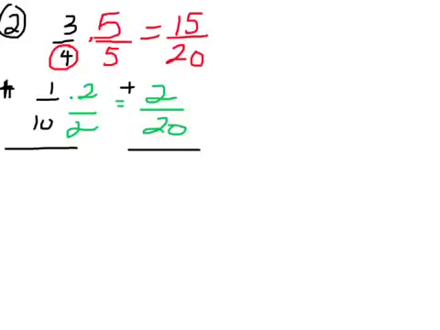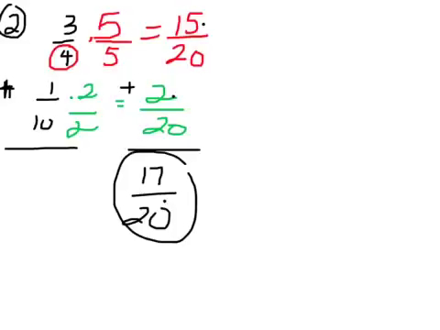If I add these together, what am I going to get? 17 over 20. 17 over 20. 15 plus 2 is 17. And then I keep the common denominator, right? When I add and subtract, the denominator stays the same. That's why I had to get a common one. And that one really doesn't reduce because 17 is a prime number, right? So you can't divide 17 into 20. So 17 over 20 is our answer there.